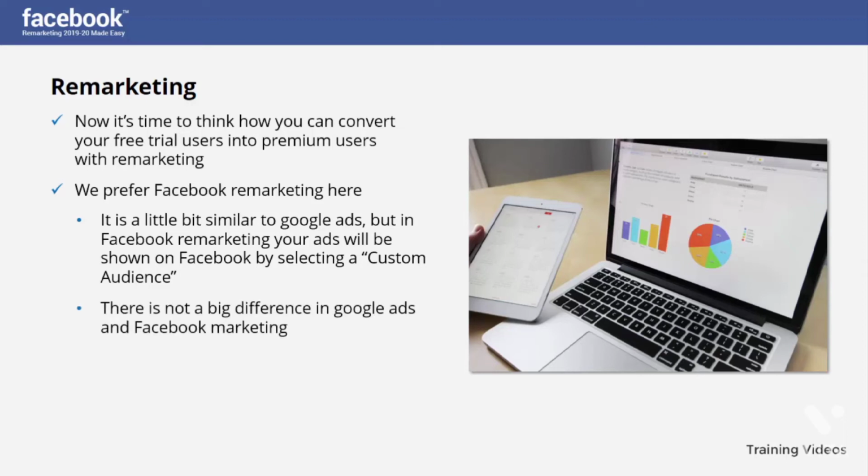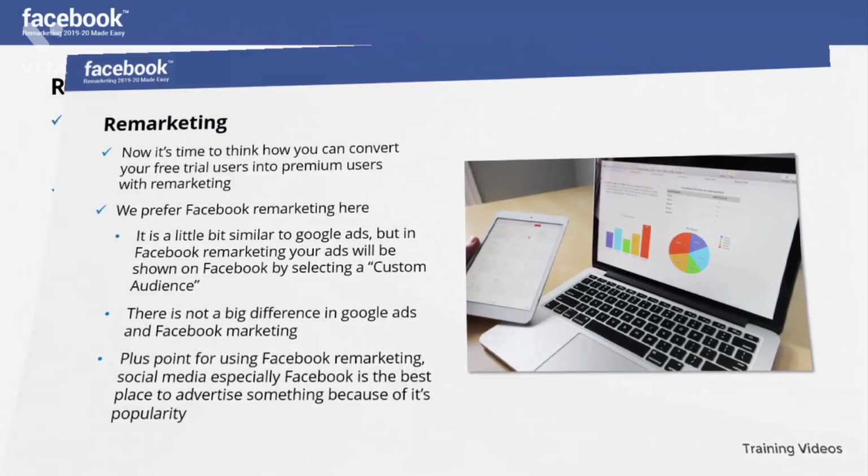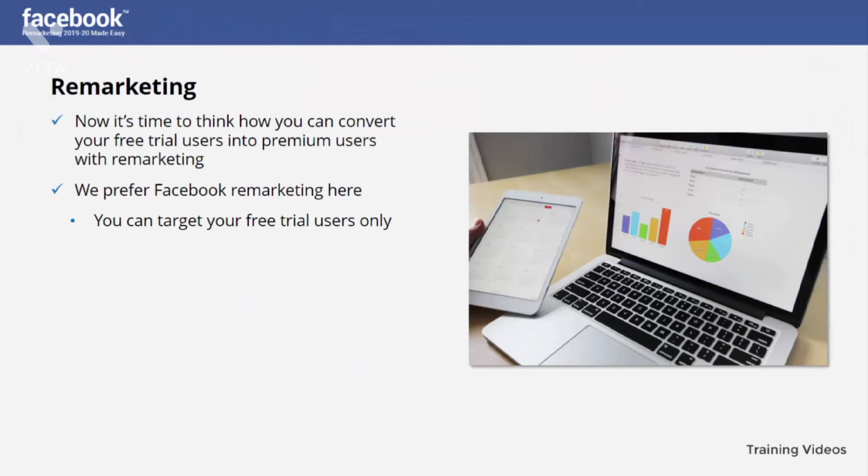In Google Ads, your ad will be shown on a website. On the other hand, in Facebook remarketing, people will see your ads on their Facebook news feeds. Plus point for using Facebook remarketing: social media, especially Facebook, is the best place to advertise something because of its popularity. So, you can target as many people as you can. You can target your free trial users only. The benefit of it is you can target only the people you want.